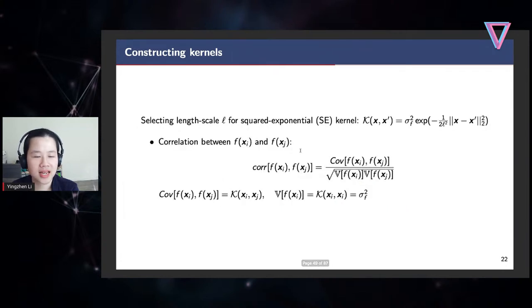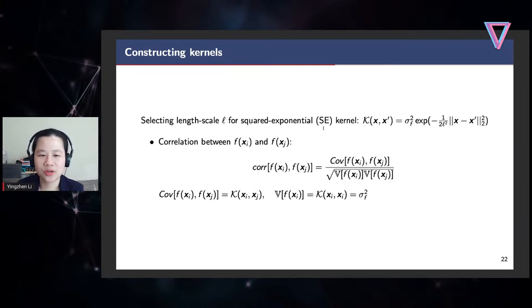Just to talk a little bit about this. The square exponential kernel is something like this, that looks like a Gaussian again, but this is the kernel. To understand this, first we notice that we can compute the correlation between two function outputs by normalizing their covariance with their marginal variance. And we know that if two random variables are positively and highly correlated, then they are likely to have very similar values.